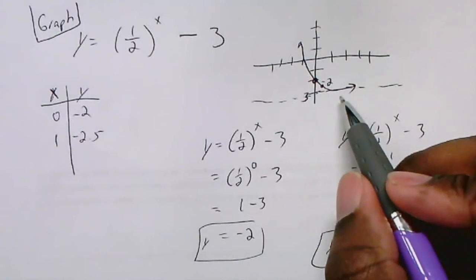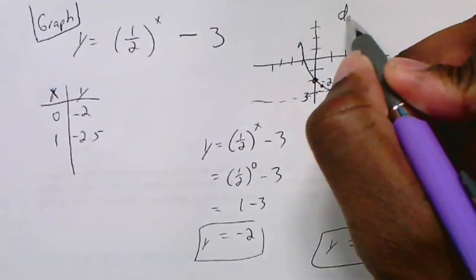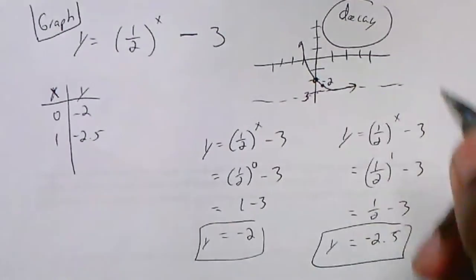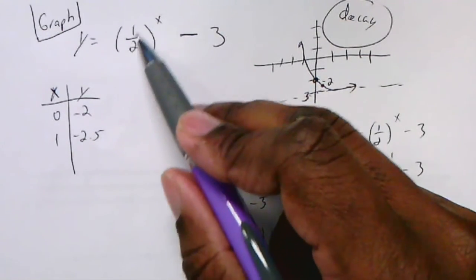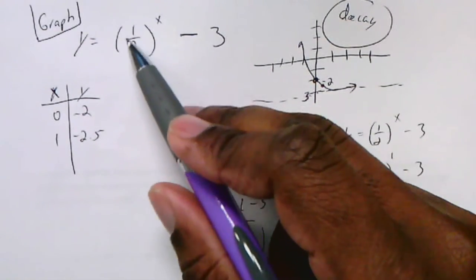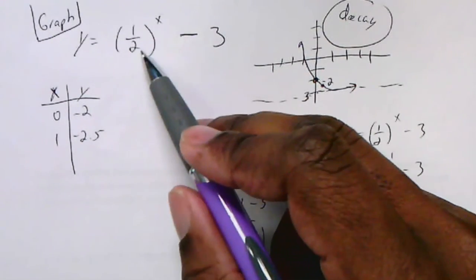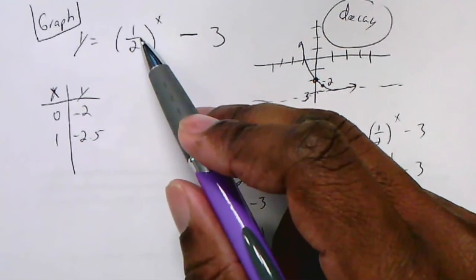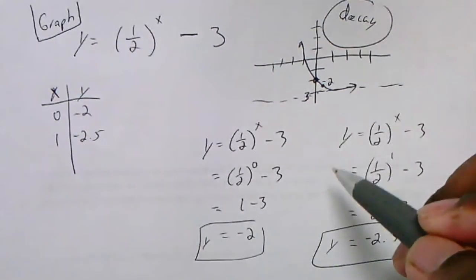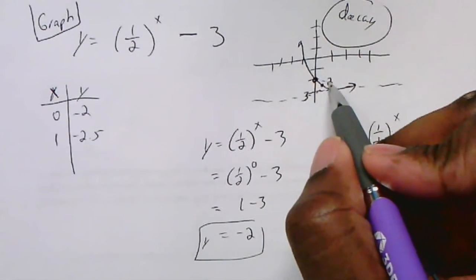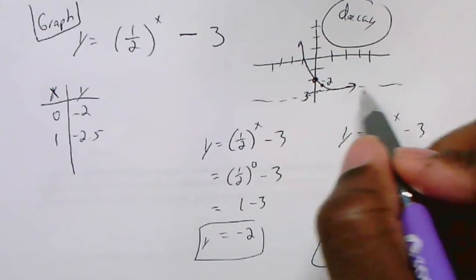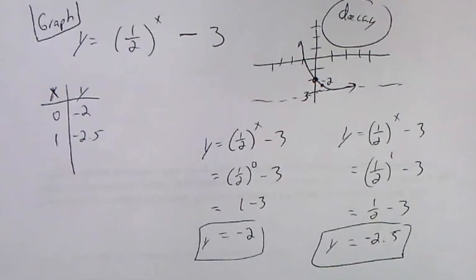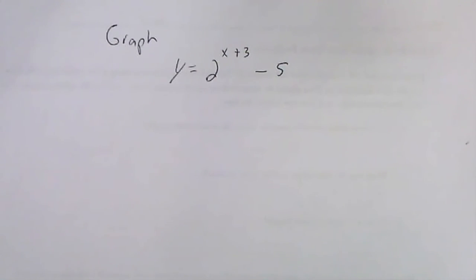This is called exponential decay. The reason why is the number raised to the power is in between 0 and 1. Whenever the base being raised to the power is between 0 and 1, that graph represents decay. And decay generally looks like this. It's a graph that goes downwards as it goes toward the x-axis and approaches the asymptote. Let's give it another example. Last one is this one.